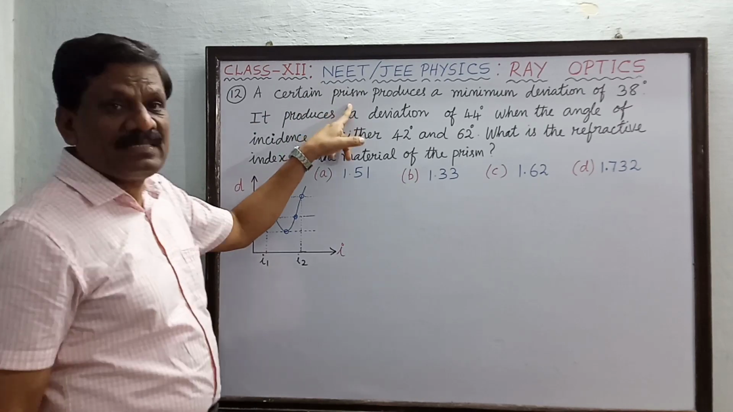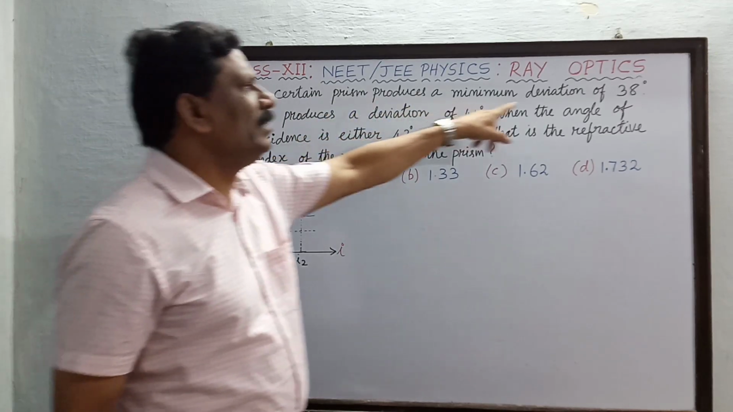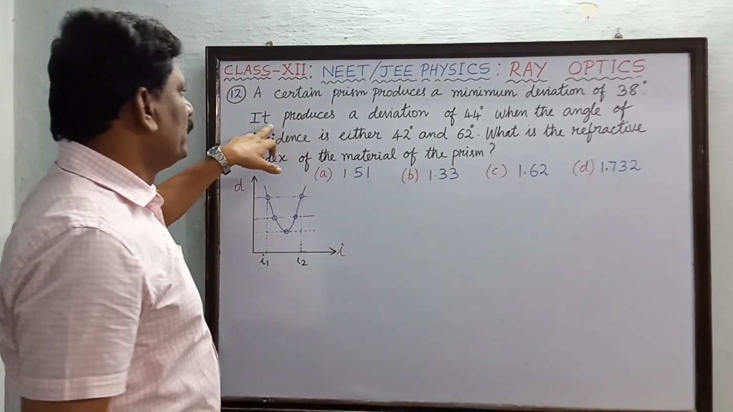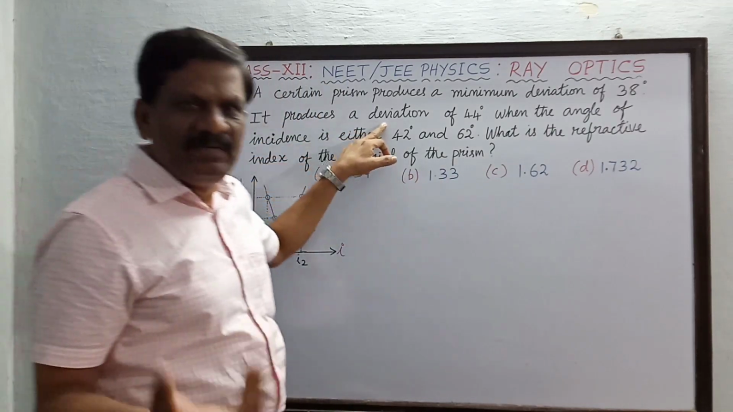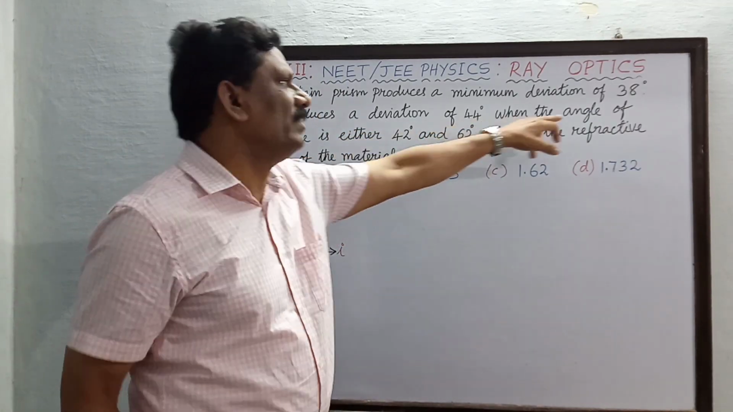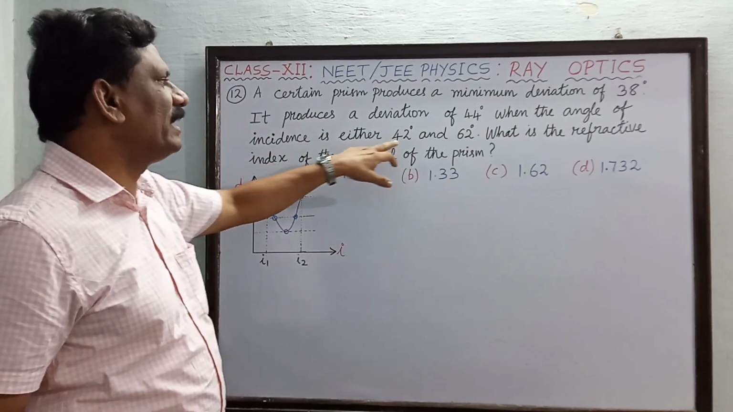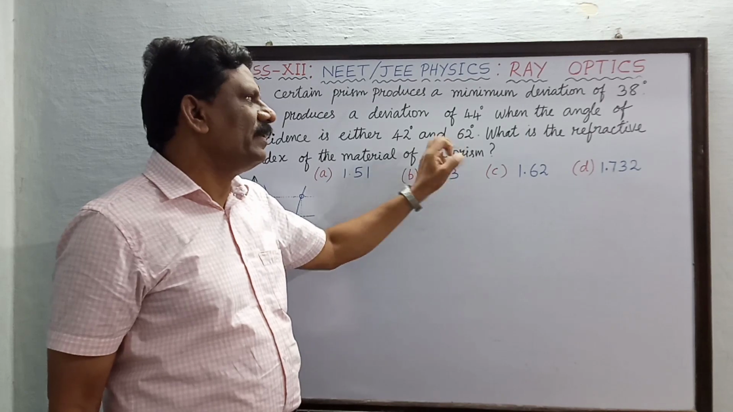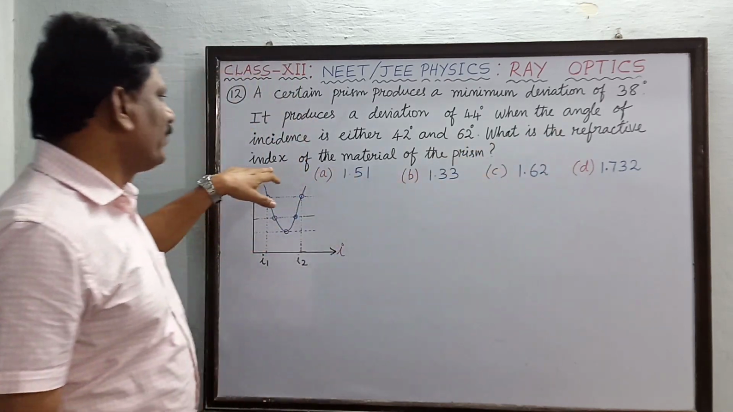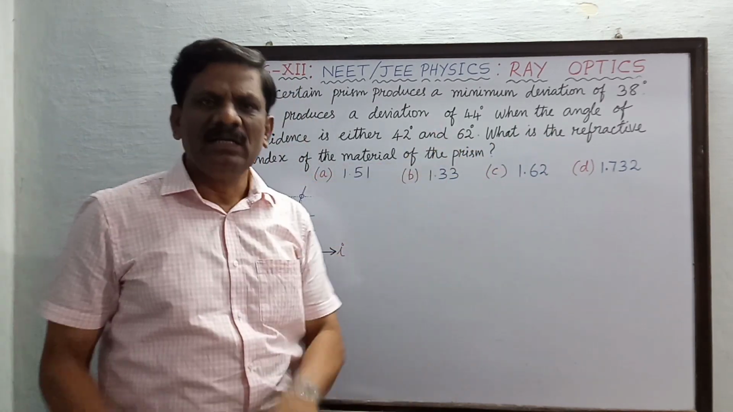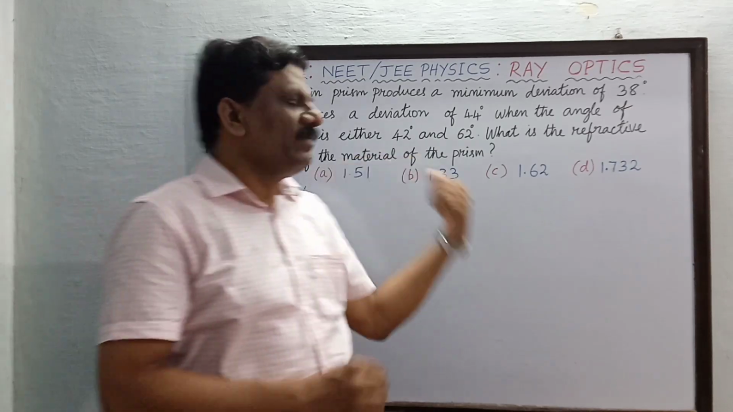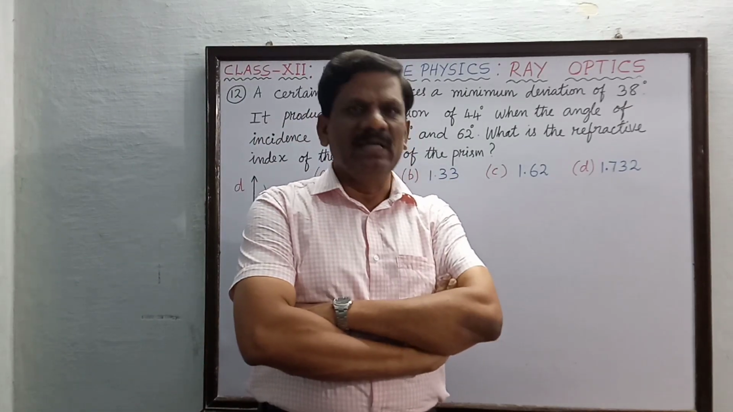A certain prism produces a minimum deviation of 38 degrees. It produces a deviation of 44 degrees when the angle of incidence is either 42 degrees or 62 degrees. What is the refractive index of the material of the prism? Okay, we have derived this equation in the regular class.